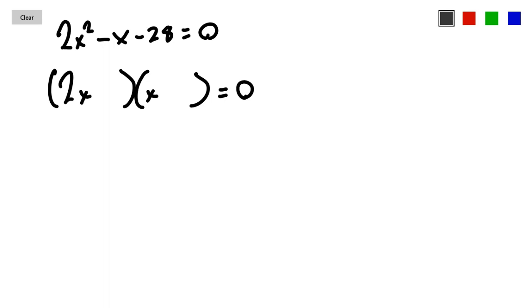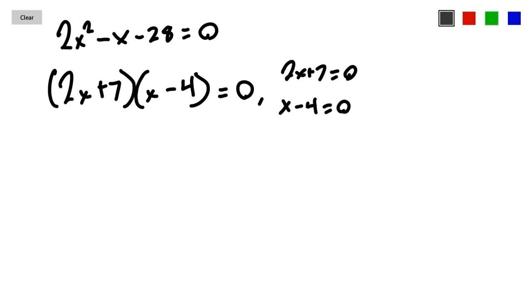Fortunately for us, 28 doesn't have too many factoring pairs, so I can try a plus 7 here and a minus 4 here. If I FOIL this back out, I'm going to get this original equation, which is what we're looking for. The next step is to set each of these factors equal to 0. So I'll have 2x plus 7 is equal to 0, and x minus 4 is equal to 0. And then we just solve these linear equations.